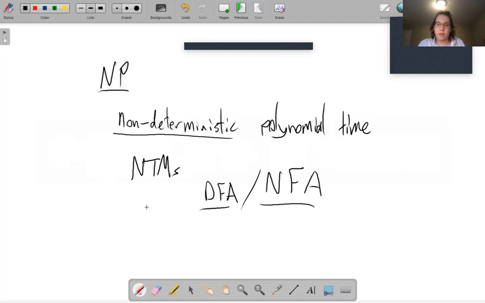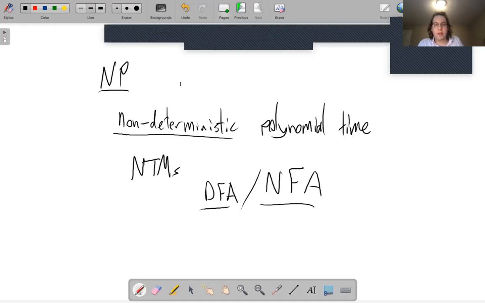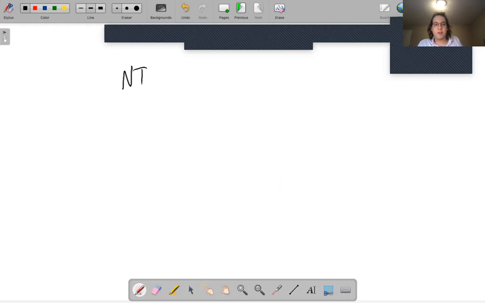But with Turing machines, the situation is a bit more confusing. The reason it's more confusing is that we used to think of Turing machines as computer programs, but we don't have non-deterministic computer programs. So it's counterintuitive how they might work. Nonetheless, we can define non-deterministic Turing machines.